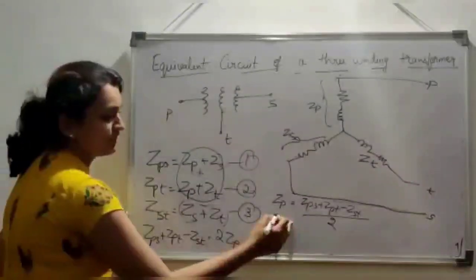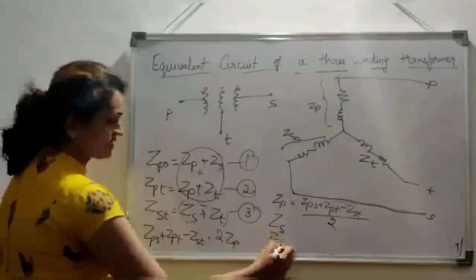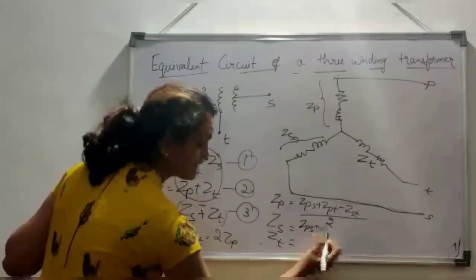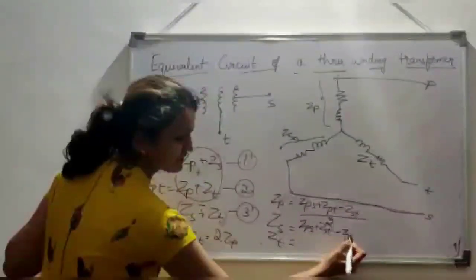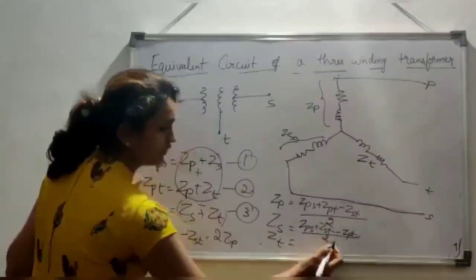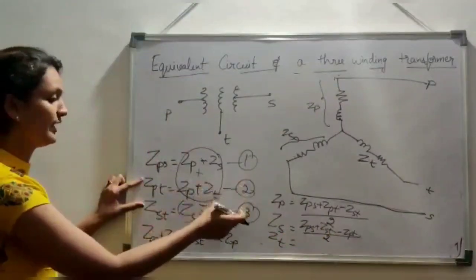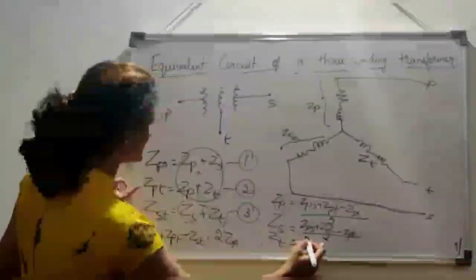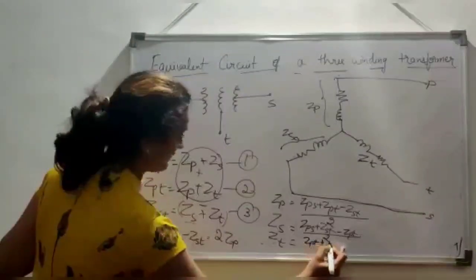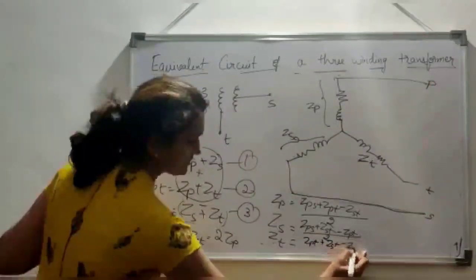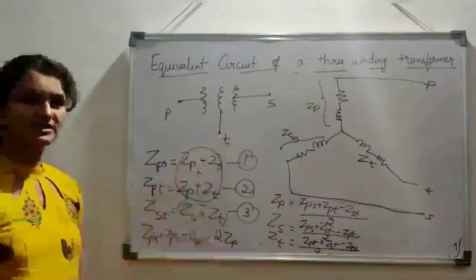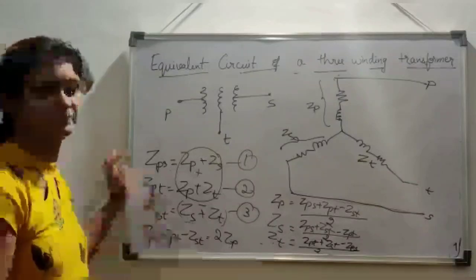Similarly you can get the equations for ZS as well as ZT. So ZS is ZPS plus ZST minus ZPT divided by 2. For this you need to add equations 1 and 3 and subtract equation 2. Next is ZT. So ZT is ZPT plus ZST minus ZPS divided by 2. So adding equations 2 and 3 and subtracting equation 1.